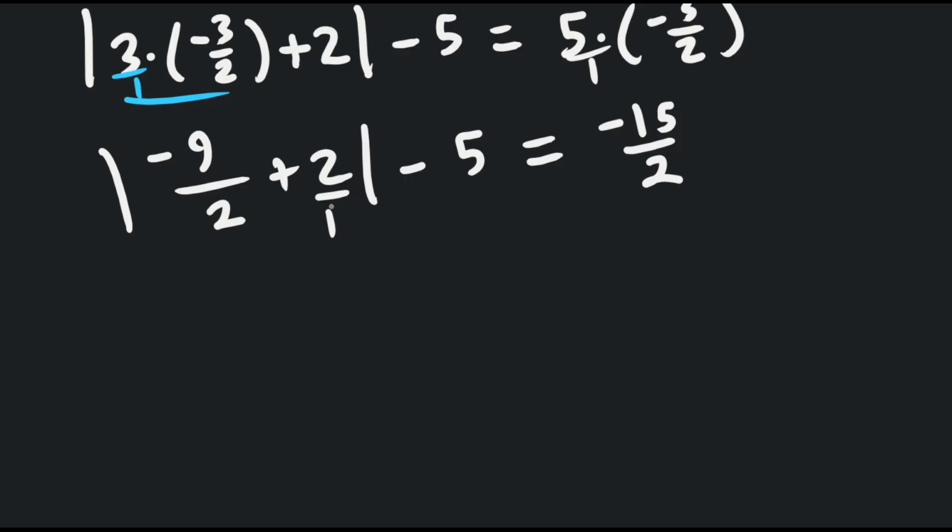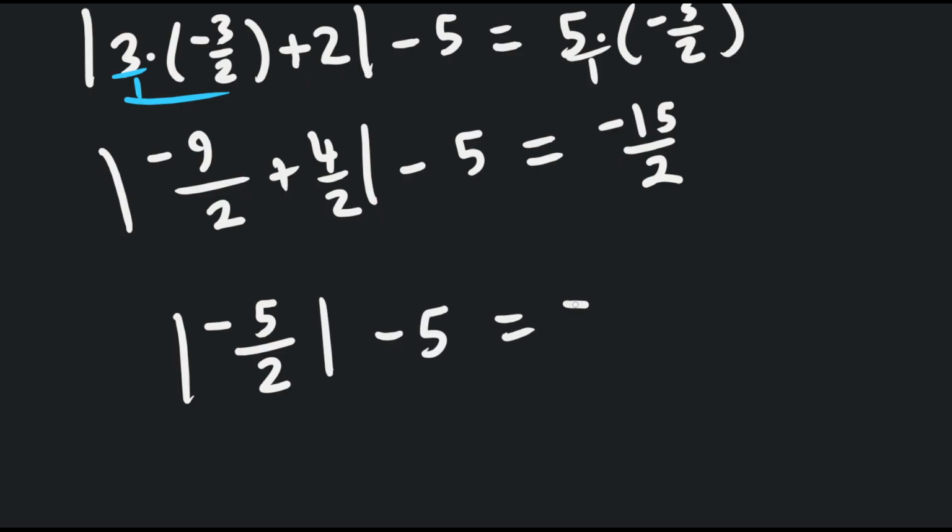So the least common denominator is 2. So to get them to have the same denominator, 2 over 1 is the same as 4 over 2. We can go ahead and evaluate. What's negative 9 plus 4? That is negative 5. So negative 5 over 2 minus 5 equals negative 15 over 2.